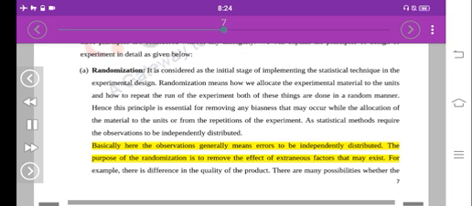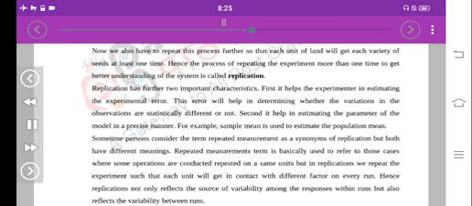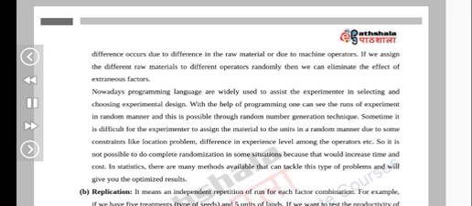The purpose of the randomization is to remove the effect of extraneous factors that may exist. For example, there is a difference in the quality of the product. There are many possibilities. The difference occurs due to difference in the raw material or due to machine operators. If we assign the different raw materials to different operators randomly, then we can eliminate the effect of extraneous factors.